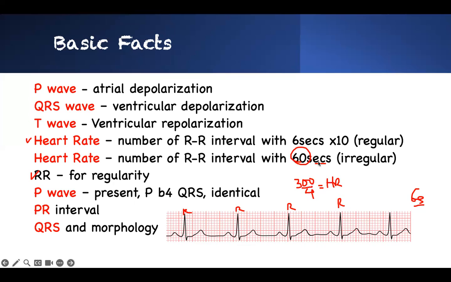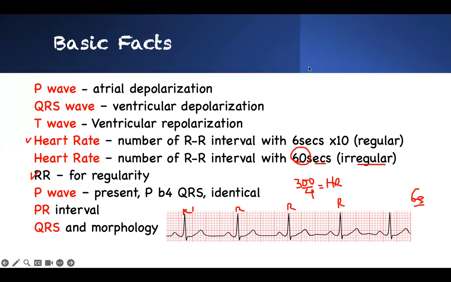If I say this is irregular and they say it's 6 seconds, you have to go through and count 60 seconds total, because it's irregular. And if they don't tell you what it is, you just take one RR and see what the numbers are between them. They take 1, 2, 3, 4 and divide it by 300, and that will give you the rate.